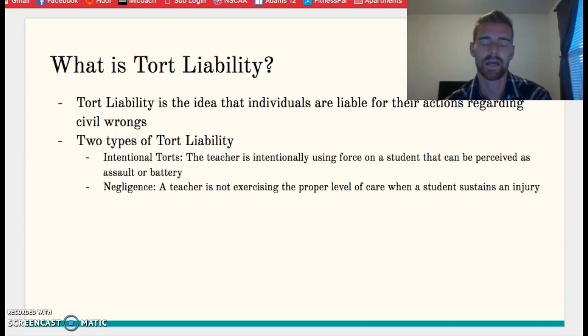The second type of tort is negligence. This is a teacher not exercising the proper level of care when a student sustains an injury. Are they taking the proper steps? Are they watching the kids? Do they explain the rules and the hazards properly? It just goes into common sense: what's the best way we can protect these students? And again, we'll get into some of these here in a minute.